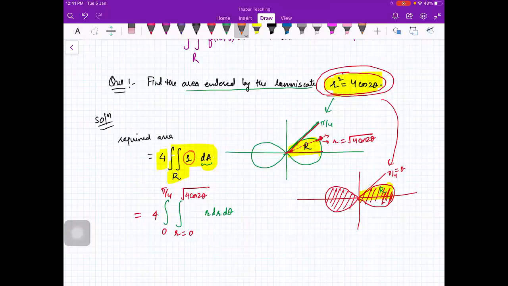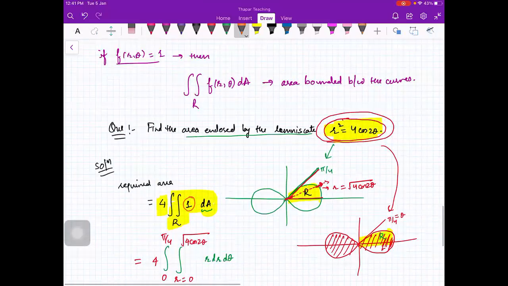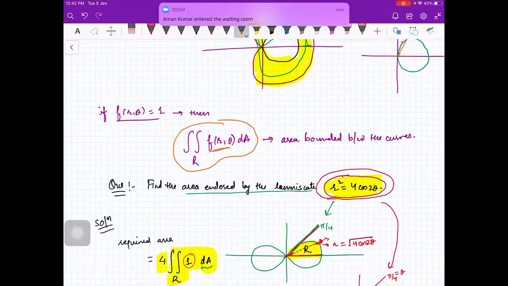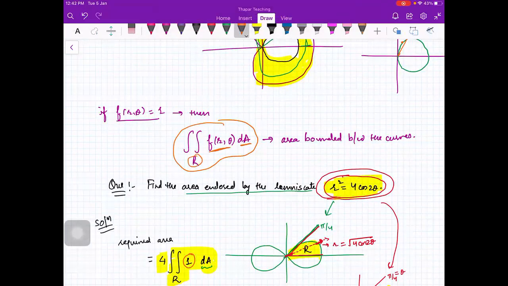Yes, beta? Why are we taking 1? I am telling you, beta. Look, this quantity actually means volume under this surface over this region R. If I take f(r, theta) equal to 1, this quantity becomes area. Is that okay, beta? This is what we have done in Cartesian coordinates also. If your function becomes 1, this becomes area between the curves or area of the region R. Is this thing clear, beta?